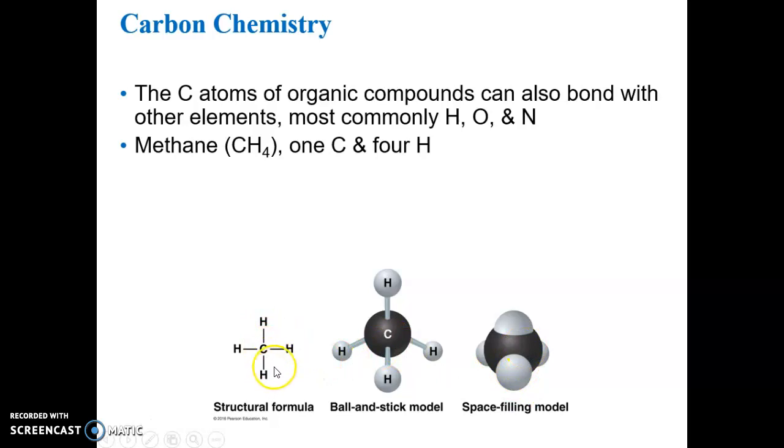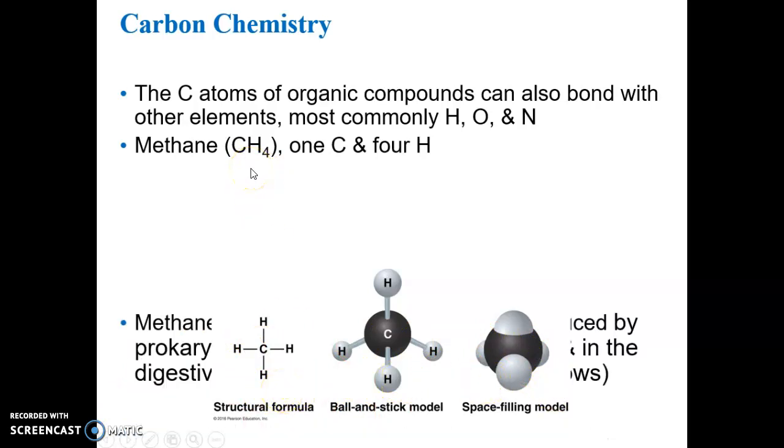This is a structural formula that gives a good representation of the actual atoms involved and their bond formation. This is a ball and stick model that gives you a better representation of the three-dimensional shape of this molecule. It's kind of like a pyramid-shaped molecule where all of the hydrogen atoms are equally distant apart, forming this unique shape. And then the space-filled model gives you a better sense of the actual three-dimensional shape of the molecule. But all three of these representations are of the same methane molecule.